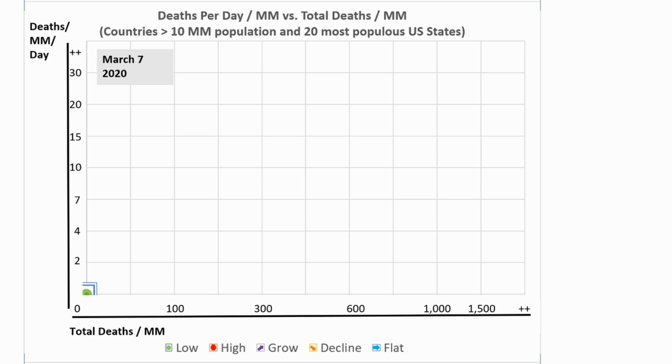We're going to look across two dimensions. On the scaled x-axis, total deaths per million as of that date. On the scaled y-axis, the approximate death rate on that day in deaths per million per day. This is how COVID progressed.